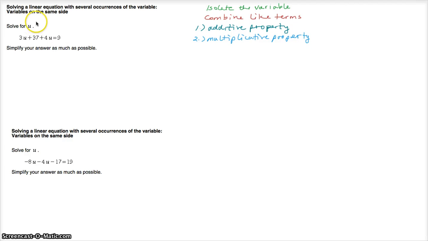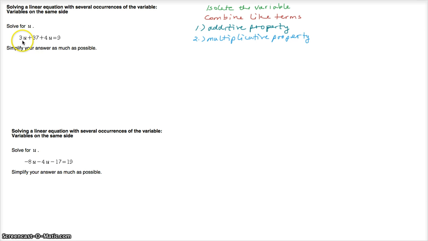This video is going to continue our special cases of solving multi-step equations, and here we're going to solve a linear equation with several occurrences of the variable where it's on the same side. And we're going to have the same goal. We're going to isolate the variable, but here we're going to have to combine the like terms first, so the terms that are on the same side, and then we can apply our additive property and our multiplicative property.